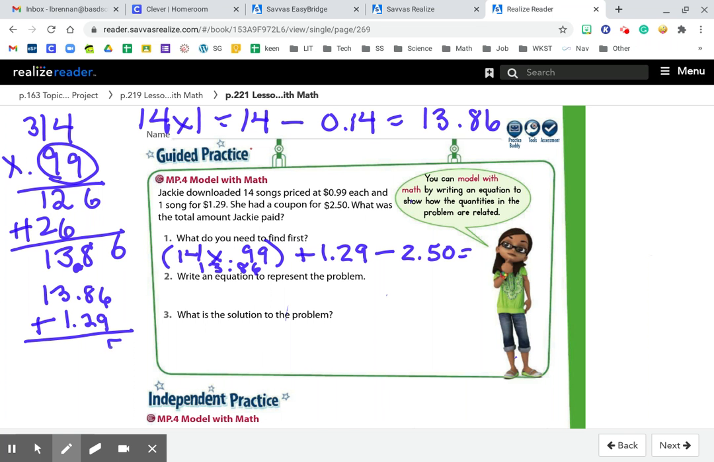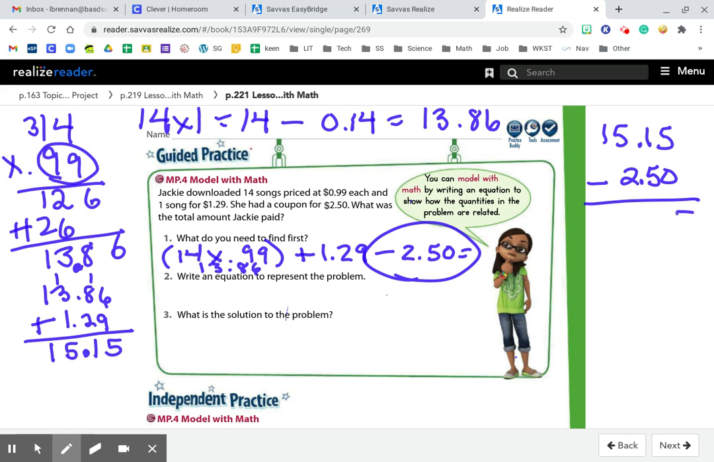6 plus 9 is 15, carry the 1. 8 plus 2 is 10, plus 1 is 11. 3 plus 1 is 4, plus 1. And we're adding here, our decimals are all lined up. So now we have 15.15. And the last thing we need to do is to subtract, so we're taking 15.15 and we're subtracting $2.50. So when we subtract, we're going to have to do some regrouping because I can't take 5 away from 1. So I regroup. So we wind up with $12.65.